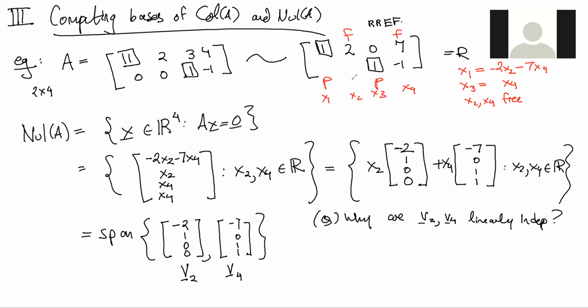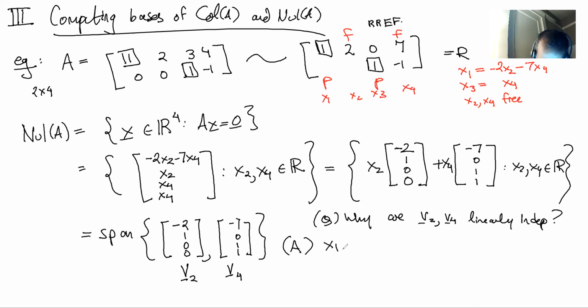Is it that because you've defined x2 and x4 to be free, you'll eventually have a 0 in one column, but then a 1 in the other column, and then you can't get to 0 without setting both equal to 0? It's even simpler than that, but you're on the right track. What does a linear combination of these two vectors look like? Well, we already wrote it, right? So x2 v2 plus x4 v4. Well, it looks like this vector, right?